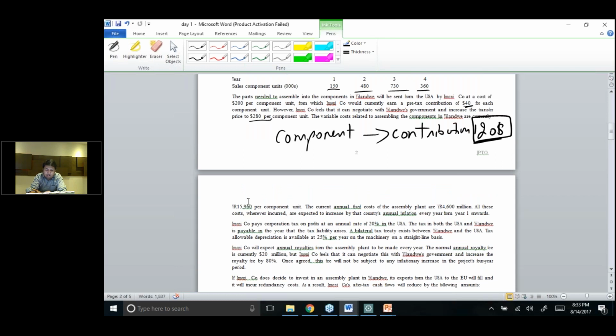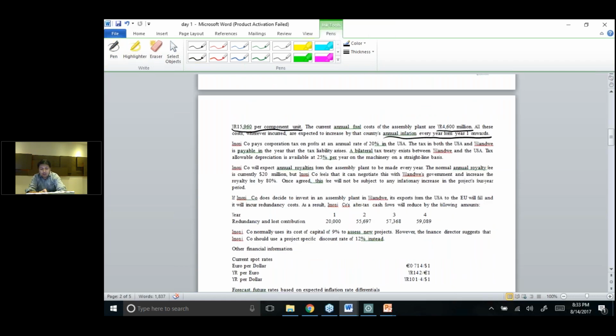Okay, the variable cost has a value of 15,960. Current annual fixed cost of the assembling plant is 4,600 million. All these costs, wherever incurred, are expected to increase by that country's annual inflation every year from year 1 onwards. So every cost will increase from year 1 onwards with the annual inflation of their respective country.